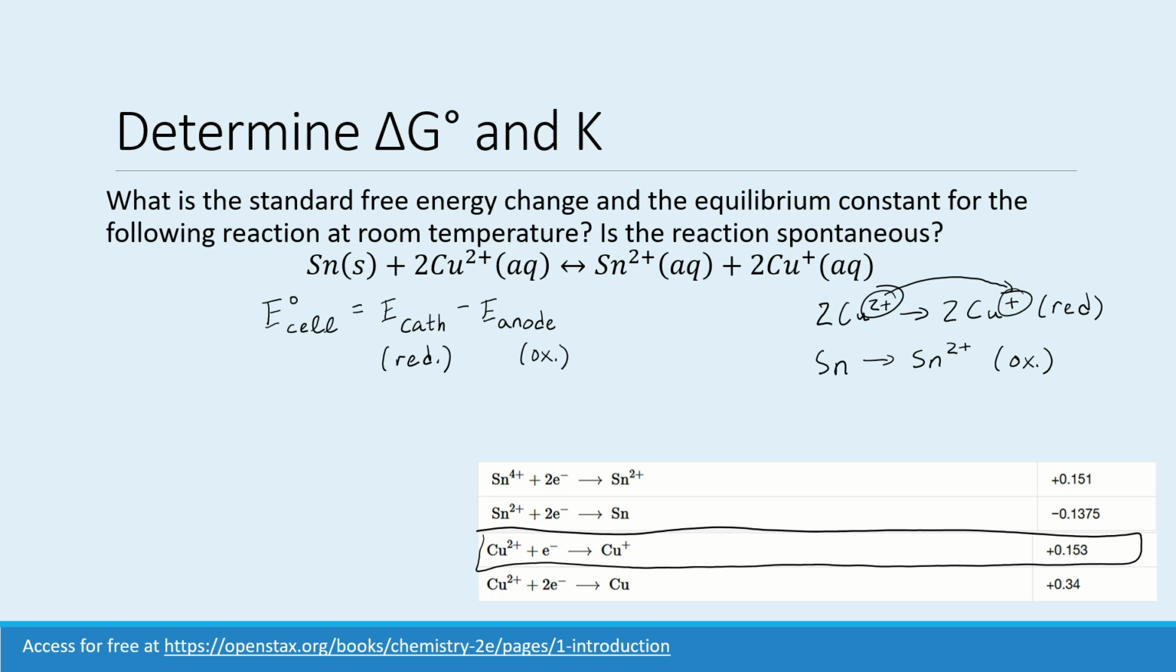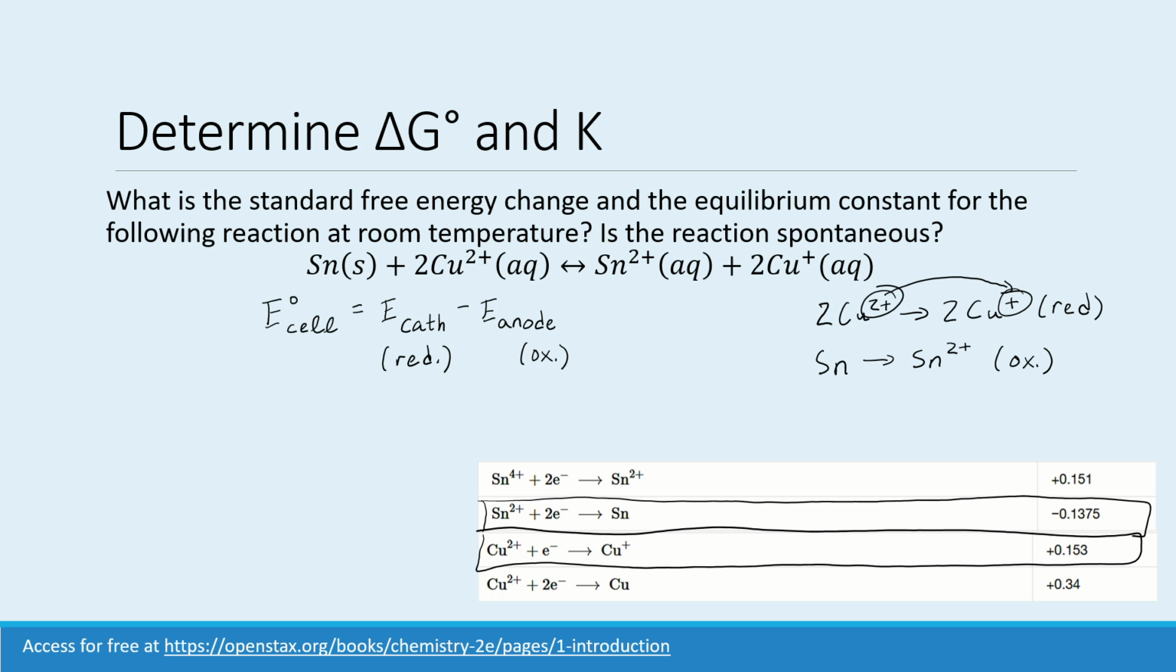And then for tin, of course, remember that all of the equations in the table, those are all reductions. And so you have to look at it in reverse for that oxidation reaction and find you've got the tin 2+ going to a neutral tin. And so those are the two half reactions. Those are the two standard potentials that we need.